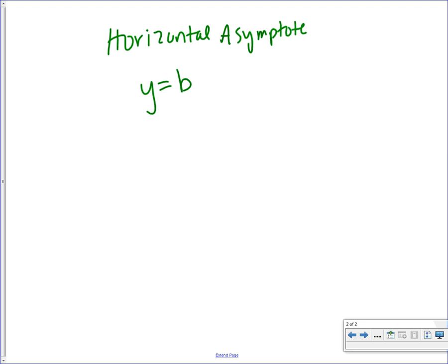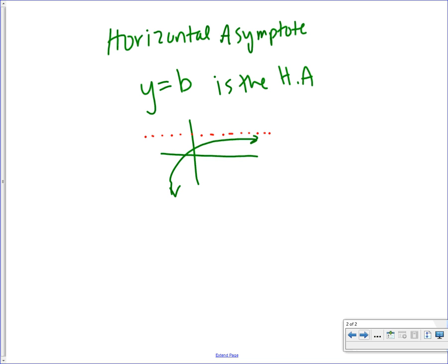So first, let's talk about horizontal asymptotes. A horizontal asymptote is some horizontal line, y equals b, where b is some number. If we have our graph, maybe there's our function. We have some horizontal line that the function's never going to cross. We're just going to call that value b. It's b units above the origin.